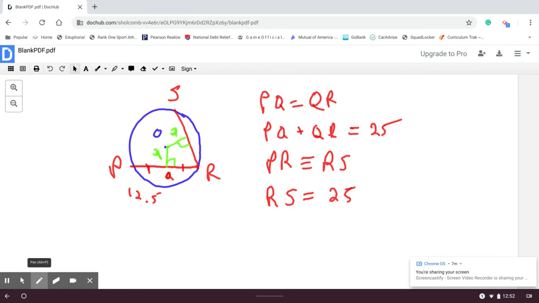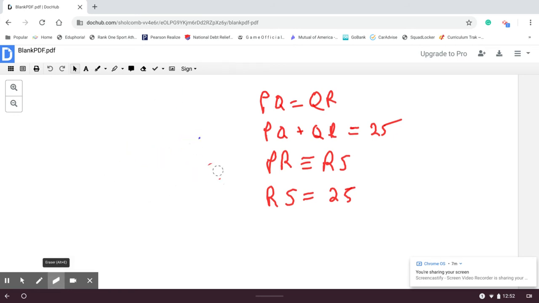All right, a couple of other theorems that are related to these. Let me erase this real quick.